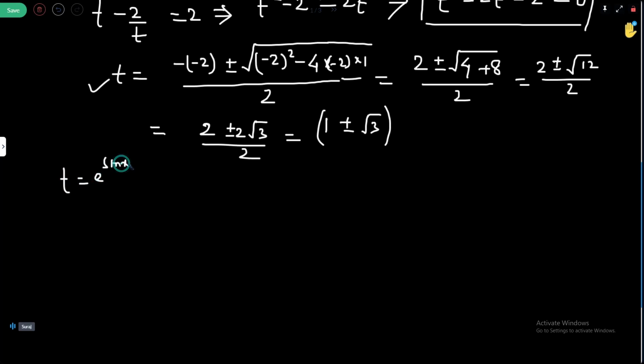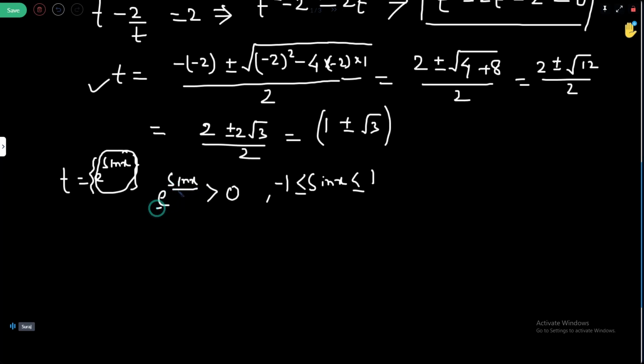Now first just see it: e to the power sin x is an exponential function. It means e to the power sin x must be greater than 0, it can never be negative. That is the first condition. And second, for sin x, you know the maximum and minimum values: minus 1 is the minimum value and plus 1 is the maximum value. So the power of e will vary from minus 1 to 1.